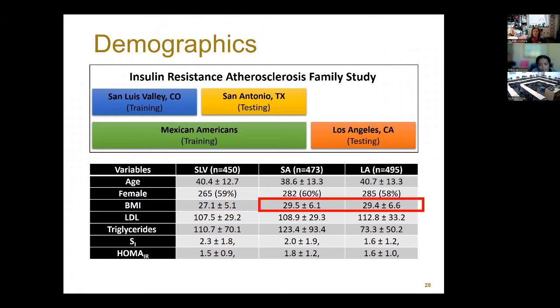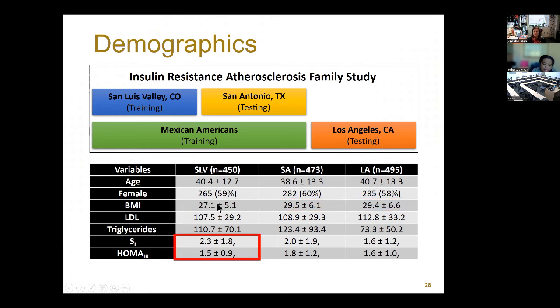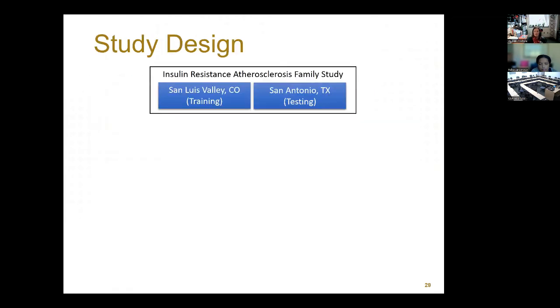Looking at the individual centers, what we saw was our San Antonio Mexican American population and our Los Angeles African American population had slightly higher BMIs than what was seen in our San Luis Valley, Colorado population. San Luis Valley also had higher dynamic insulin resistance measures as compared to lower observed in both San Antonio, Texas, and our African Americans from Los Angeles, California. And you're kind of seeing this inverse relationship, higher versus lower. That's because insulin sensitivity is measured by SI versus insulin resistance, which is measured by IR. So you kind of get that reciprocal effect. So that was our overall study design.